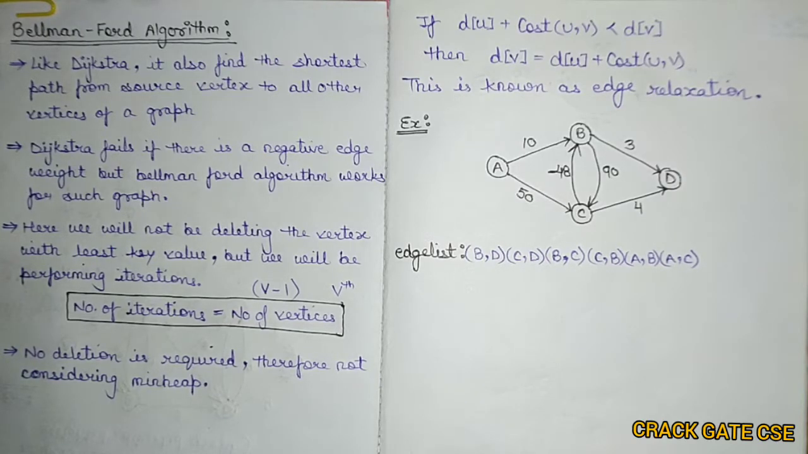So in the previous video we discussed the Dijkstra algorithm to find the single source shortest path. The Bellman Ford algorithm is also like Dijkstra. It is also used to find the shortest path from the source vertex to all other vertices. We'll understand this complete algorithm with the help of a few examples, and look at the advantages, the disadvantages of this particular algorithm, and the time complexity.